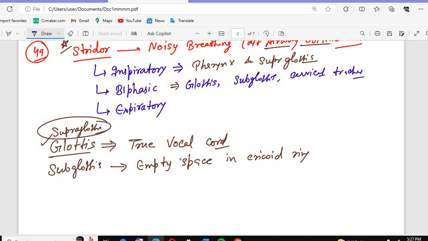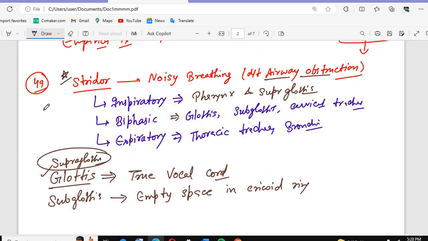Any obstruction in the supraglottis, the region above the cervical trachea, produces the inspiratory sound, the sound during our inspiration. For the expiratory sound, remember we have the thoracic trachea and the bronchi. Any problem in the bronchi or the thoracic trachea produces the expiratory sound. Okay, I hope this is clear. So based on that, let's discuss. Stridor is abnormal noisy breathing, inspiratory or expiratory, low pitched.